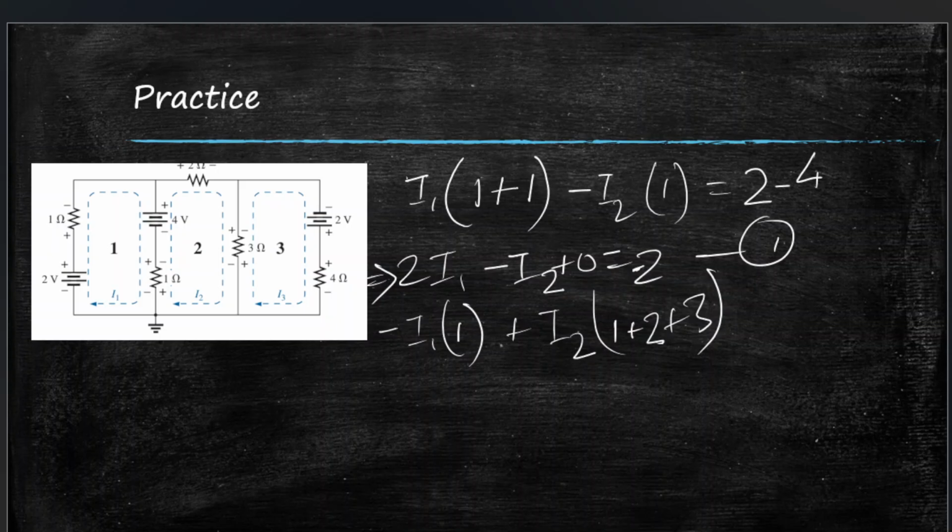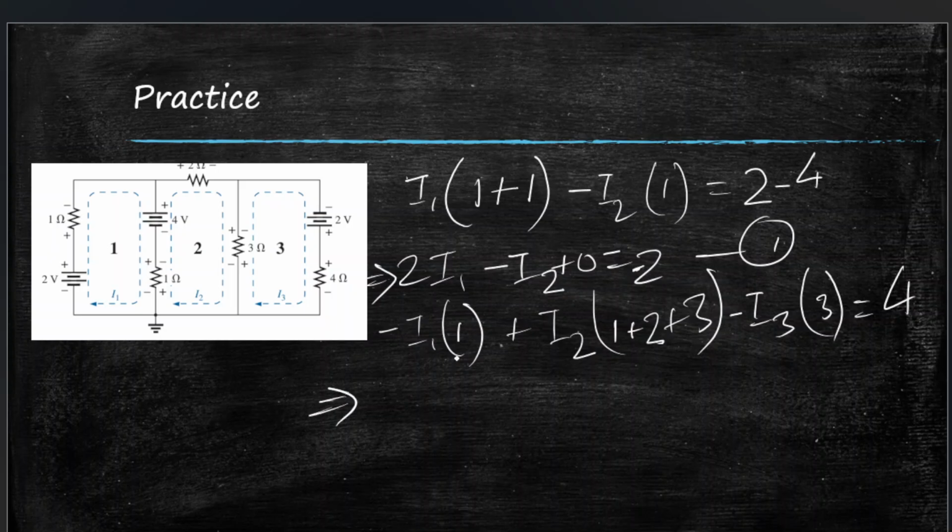Now 2 and 3 has a relation through the 3 ohm resistor here, so we'll have another minus i3 times just 3, again an unnecessary bracket, equal to, there's just 4 volts within loop 2, and that 4 volt will be positive because current enters through the negative side, equal to plus.